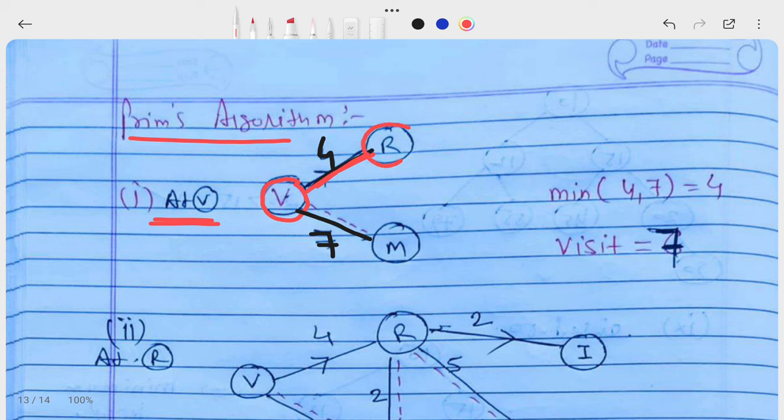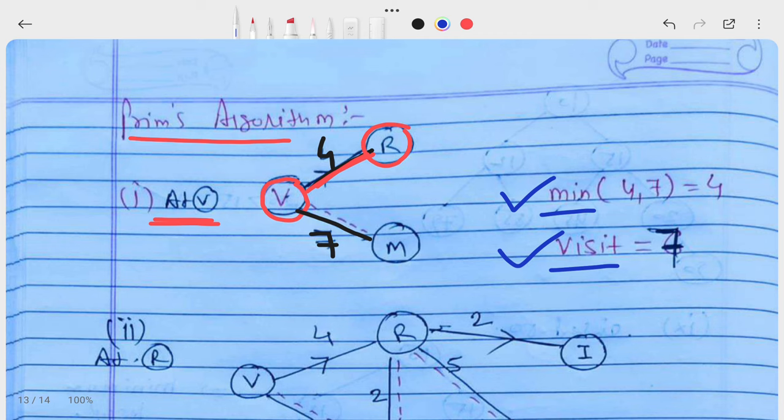Now I am at R, but Prim's algorithm will also create one stack, or you can say a queue or array, whatever you want to call it. Another one is the widget. So widget and minimum, there is a requirement. So space complexity will increase. Now what is the meaning of this?